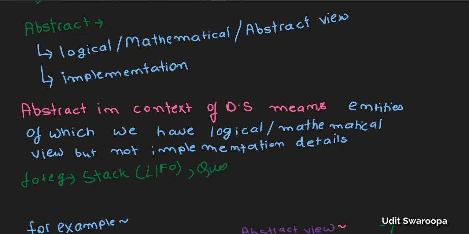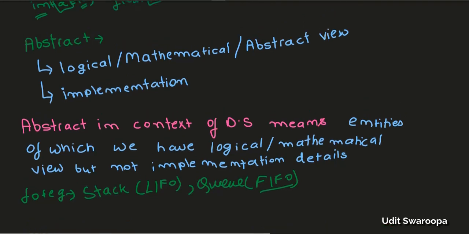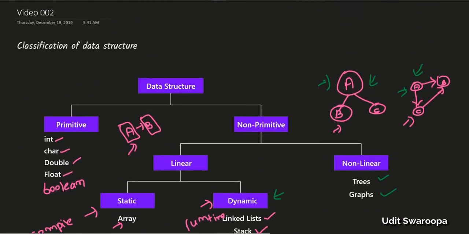The second example is queues. In queues, we follow FIFO, which means first in, first out. The element which is first placed is going to be the first out. Here we know the protocol, but we don't know how to implement it. So that's an example of an abstract data type. I hope it was clear what an abstract data type is and the classification of data structure.